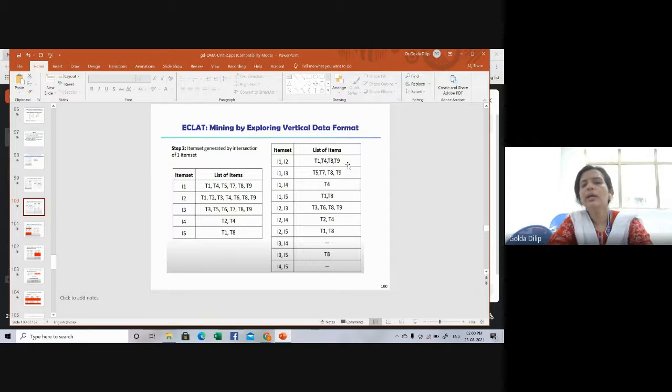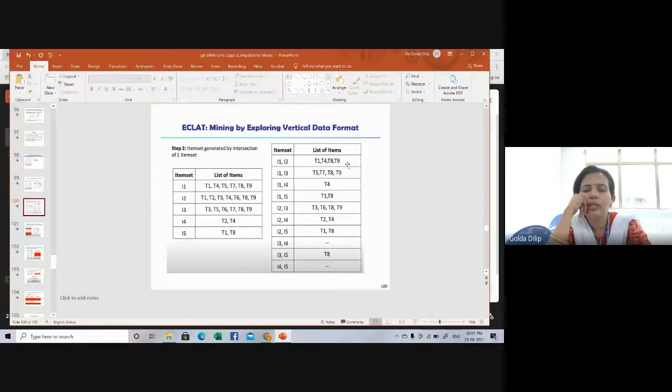Similarly, find the list of transactions for these 2 item sets by making use of the intersection concept. After doing that, you will land up with this particular table. Now what can be done? What is the minimum support count? The minimum support count is 2. Are all the 2 item set combinations satisfying the minimum support criterion? Is it satisfying?